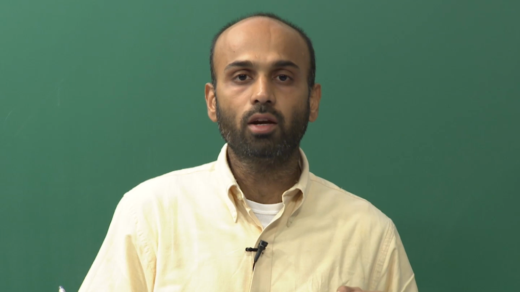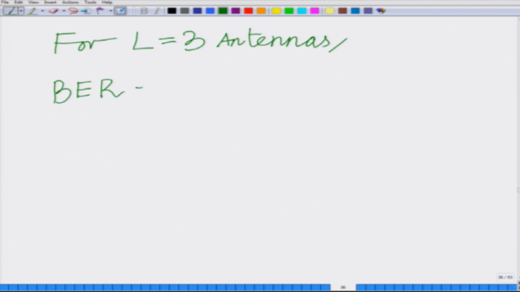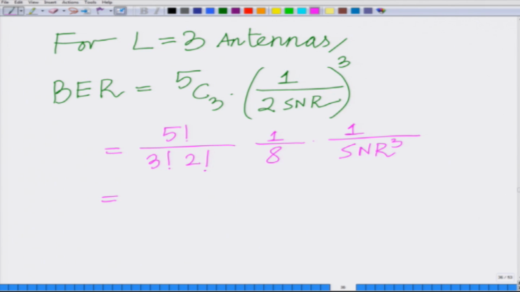And now, let us see what happens with L equal to 3 antennas. For L equal to 3 antennas, our bit error rate is equal to 2L minus 1, that is 5 choose 3, times 1 over 2 SNR raised to the power of 3, which is equal to 5 factorial divided by 3 factorial times 2 factorial times 1 divided by 8 times 1 over SNR cube, which if you simplify can be seen to reduce to 5 over 4 times 1 over SNR cube, and therefore, the bit error rate decrease is proportional to 1 over SNR cube.